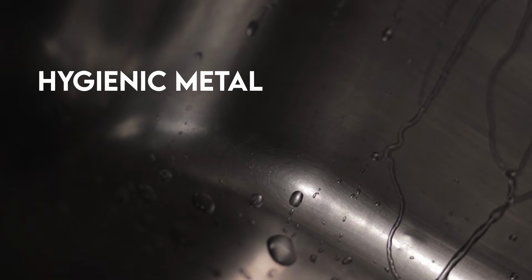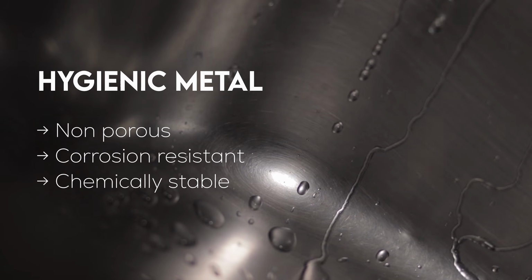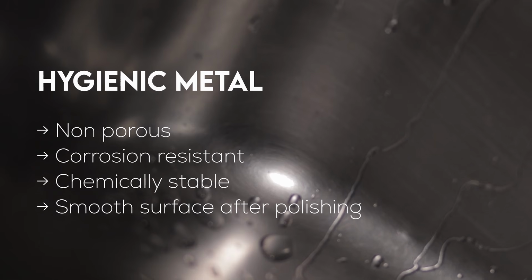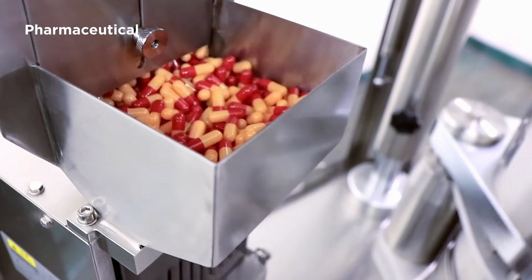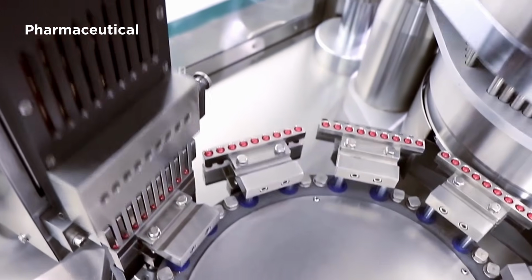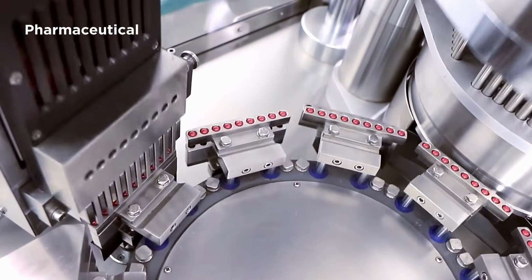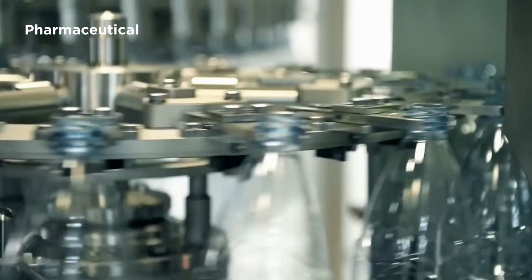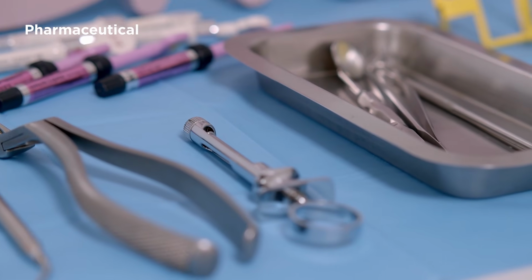Stainless steel is also a hygienic material. It is non-porous, corrosion resistant, chemically stable, and becomes a very smooth surface after polishing. So it is easy to clean and disinfect. This is why in pharmaceutical or food industry machinery, stainless steel is the only choice. Not only a few critical components but entire machines in stainless steel. Most importantly, medical equipment like surgical tools is also made of stainless steel.